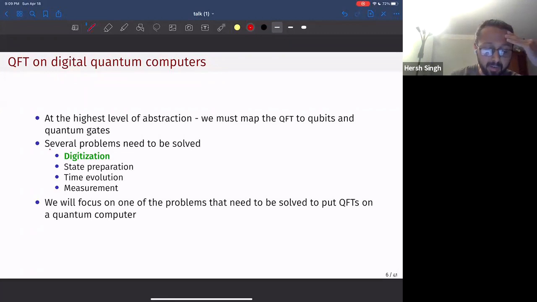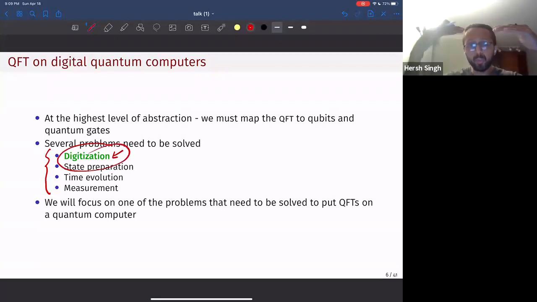So, of course, there are several steps in this process. I will be focusing on just the first one, right? All the other steps are important and also technically interesting. But one of the most important things is, how do you even map these degrees of freedom of your quantum fields onto the qubits, right?